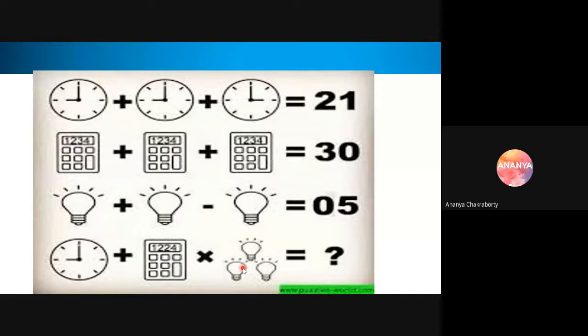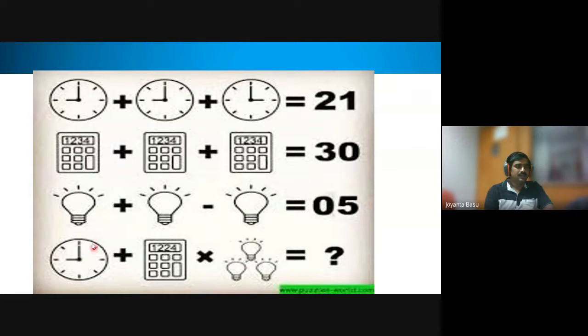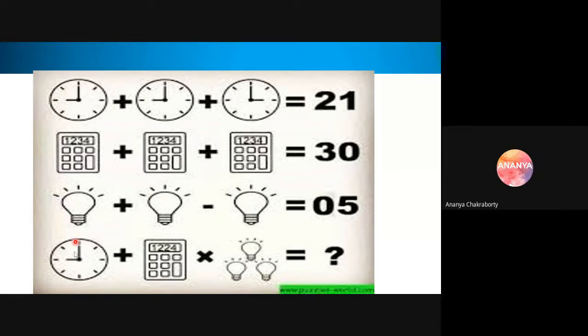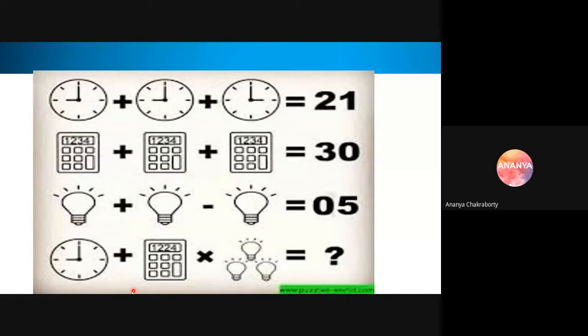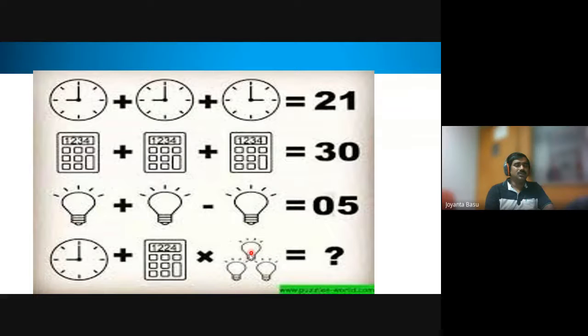What is 7? 7 plus 9. Where is 7? This watch. This was 9, so 3 was 9. Because this is the 9. This is 9 o'clock plus 9 o'clock plus 3 o'clock. So 9 plus 3 is equal to 21. Similarly, this is also 9 o'clock. 9 plus 9, 18. 18 into 15.